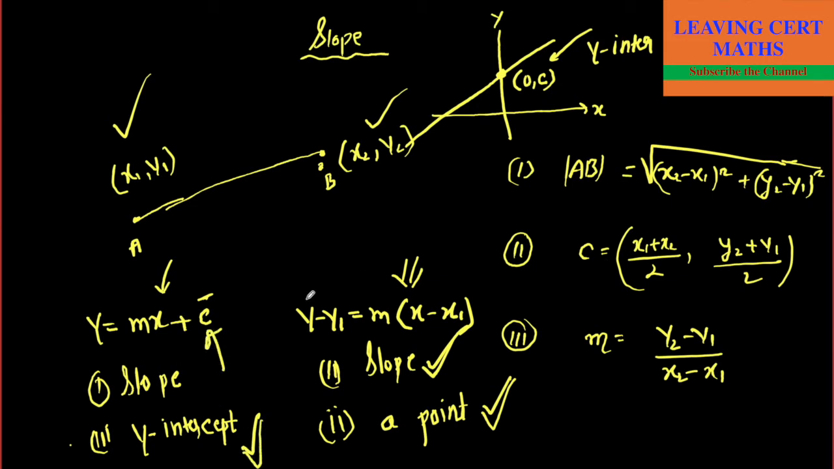But this formula is universal, because if you know the y-intercept, that is also a point 0 comma c, you can use this formula. Does it make sense? Okay, now let's try one question. Before that, I want to discuss another concept, which is the concept of parallel lines and straight lines.